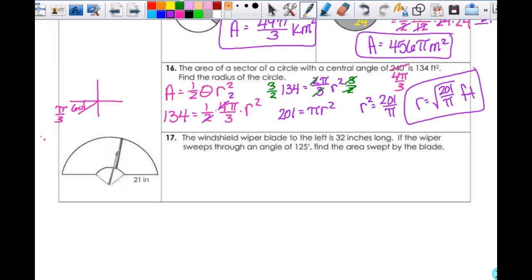Okay. Everybody good? All right, so we're going to skip number 17 because the picture makes the problem very confusing, and so it's just not even worth it.